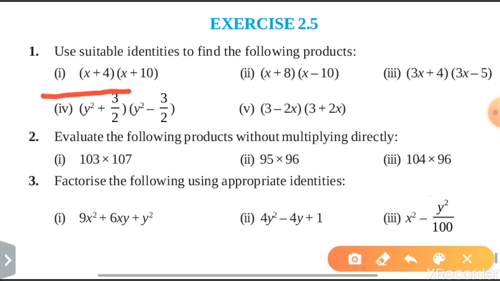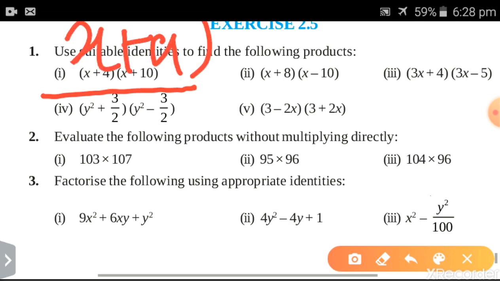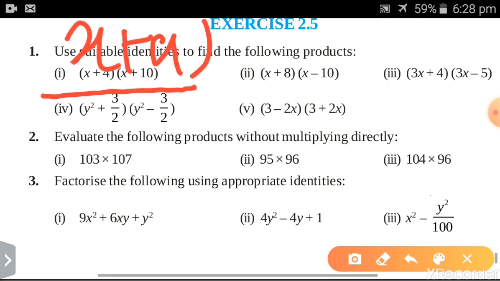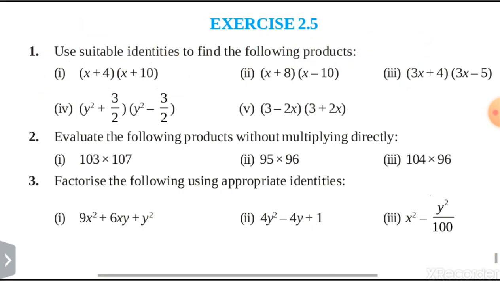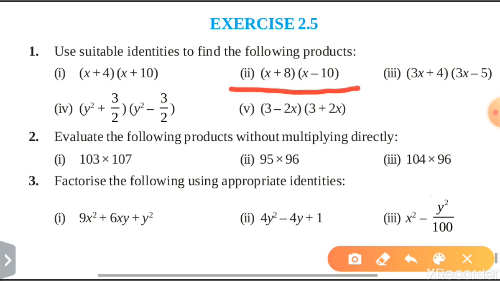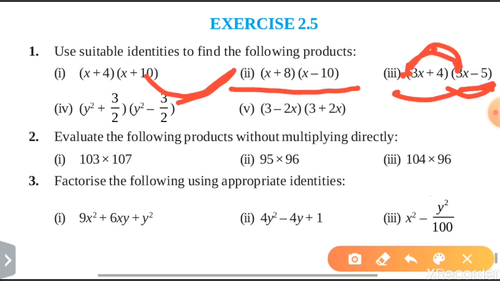See question number 1. You can see very easily that it's x plus 4, x plus 10. That means it is in the form of x plus a and x plus b. Similarly, in question number 2 you can also see that it is in the form of x plus a and x plus b. In the third question you can see that the first part is the same and the second part is different. Similarly, like these previous questions, we will use the same identity in this question also.